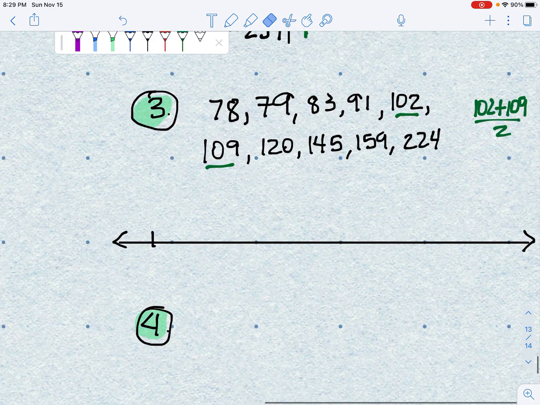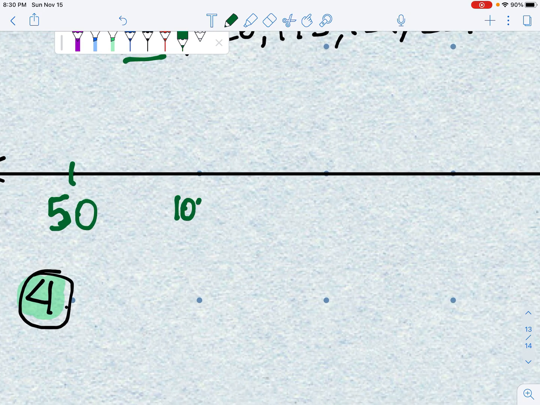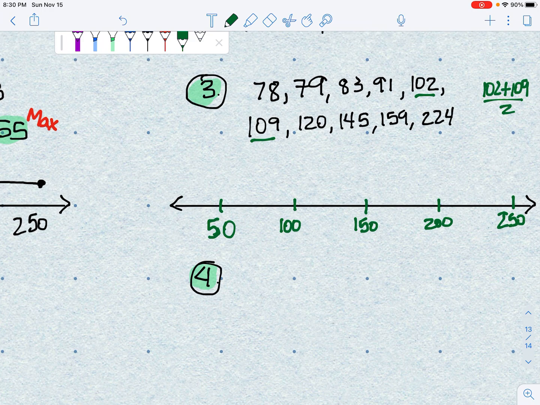Next, I want to make a box and whisker graph. So you're going to have to put them in order, and I have already done that. The next thing I need to do is kind of break up my graph in terms of number line. And so I'm going to say this is going to be 50. And this will be 100. And 150. And 200. And I don't think I'll need 250 because my graph doesn't go that high. All right.